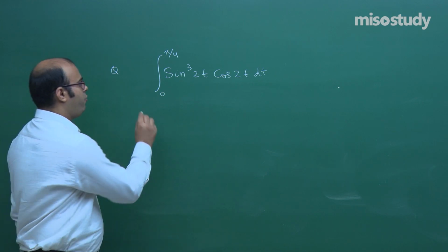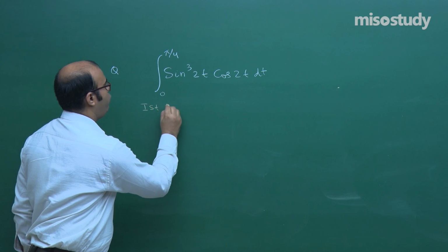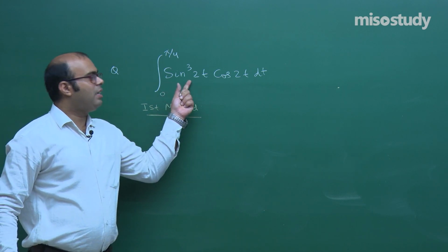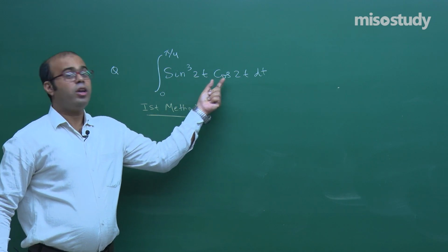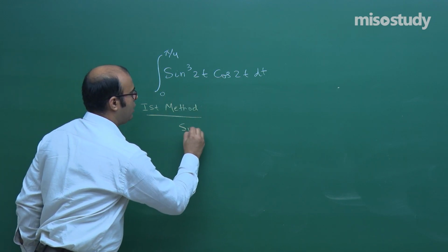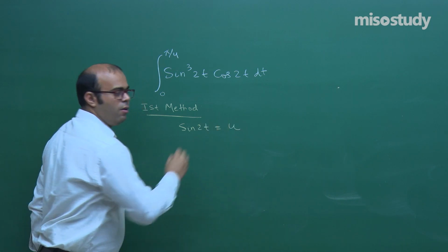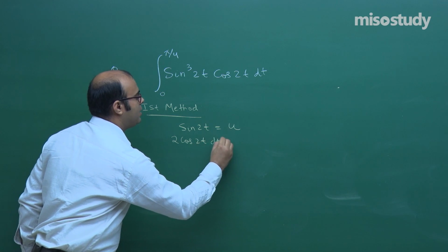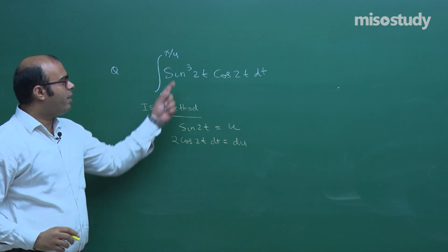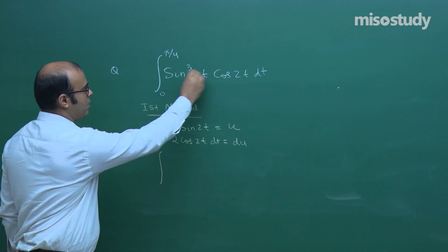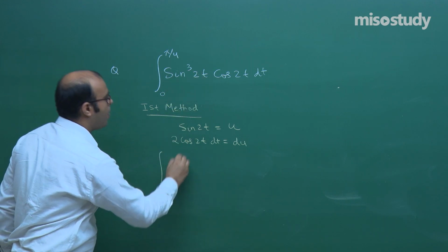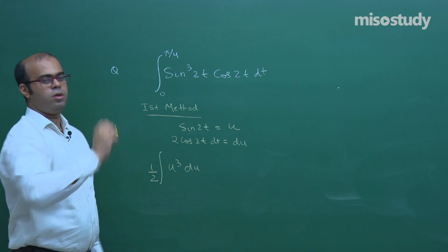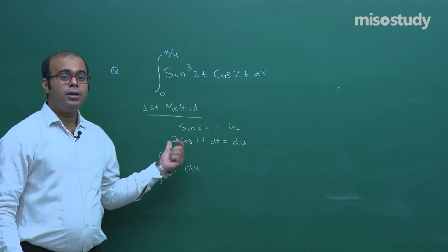So firstly, the first method, we do a substitution. Why do a substitution? As it is seen here, the derivative of sine is cos. So if we take sin 2t as, suppose, u, what will happen? Its derivative will be 2 cos 2t dt, which is equal to du. So you can write this integral as sin³ 2t is u³ and cos 2t dt is du/2. Right, students?